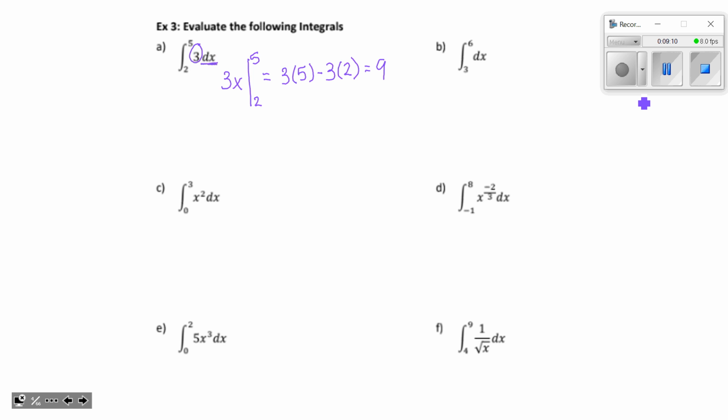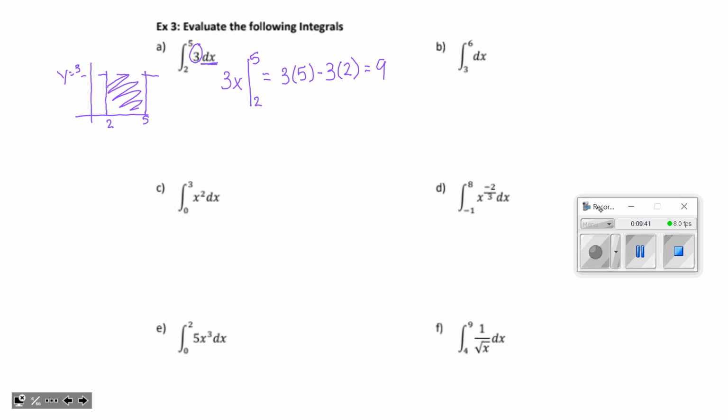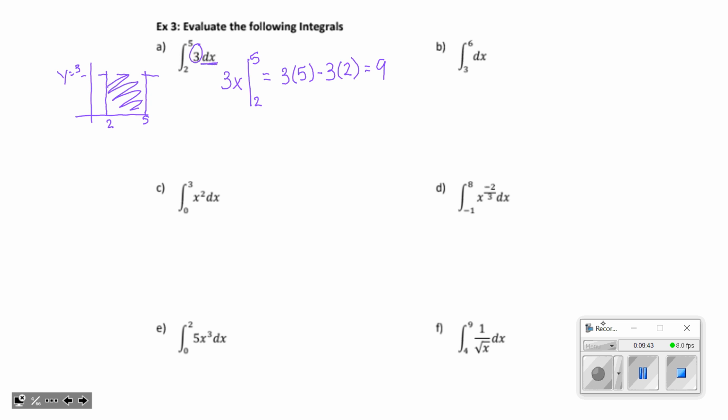Now, let's connect this to what we learned about this notation in our previous unit. In our introduction unit, we had this function y equals 3 right here, and we were looking at the area of the rectangle from 2 to 5. So right there, it's pretty clear that this is a 3 by 3 square. That area is 9. What we want to do now is not have to draw this every time.